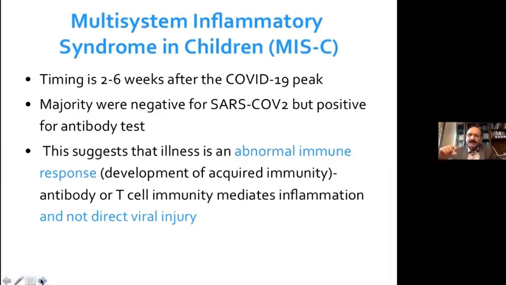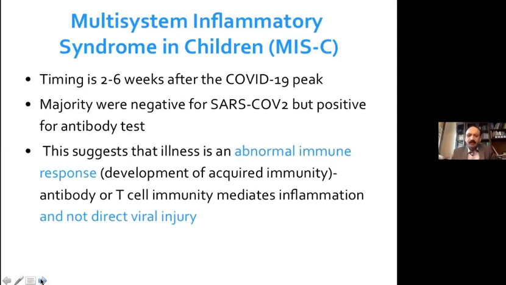The second reason why the pediatric age group has become extremely important is this new disease entity called multisystem inflammatory syndrome in children. We have so far seen 70 plus children at Children's Hospital alone with this disease entity in the last year or so. This occurs classically 2 to 6 weeks after COVID. The majority will be negative for the SARS-CoV virus, but will be positive for antibody. And this is immune dysregulation.